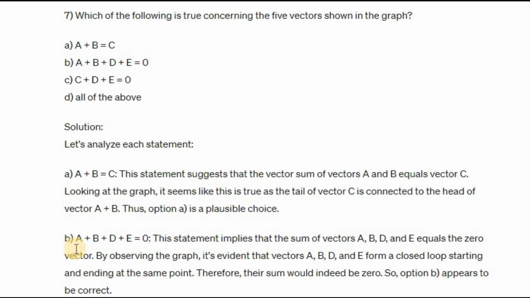choice. B, A plus B plus D plus E equals 0. This statement implies that the sum of vectors A, B, D, and E equals the zero vector. By observing the graph, it is evident that vectors A, B, D, and E form a closed loop starting and ending at the same point. Therefore, their sum would indeed be 0, so option B appears to be correct.